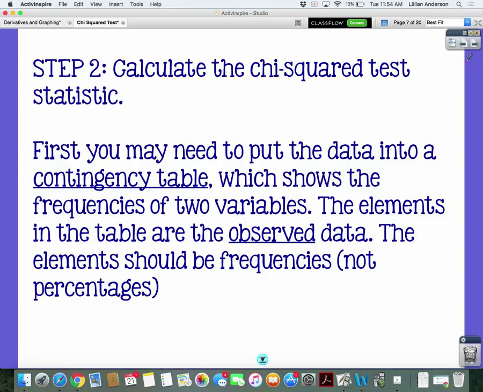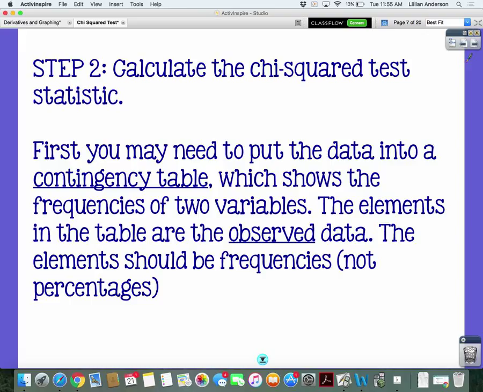Oftentimes your contingency table will be given to you. If it's an IB exam question, that table will be given to you. However, if you decide to do a statistics-based IA, you have to create your own. It's very simple. Basically, you're just making a frequency table.